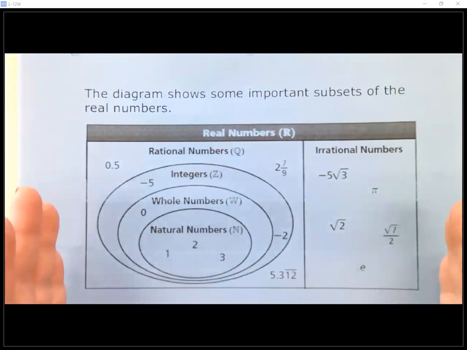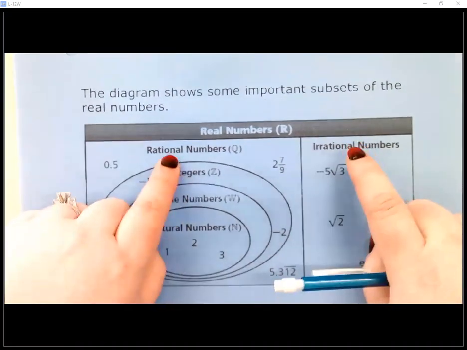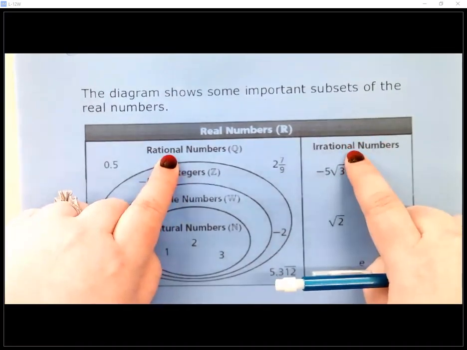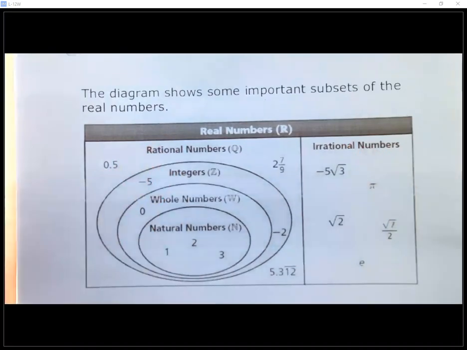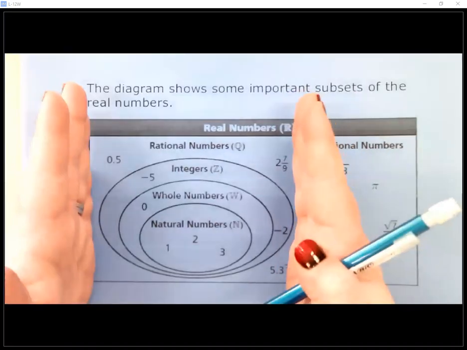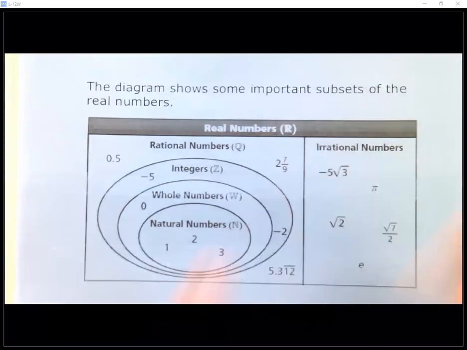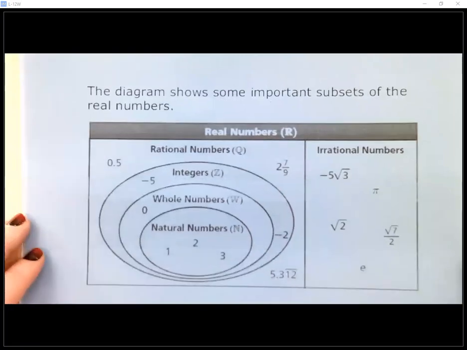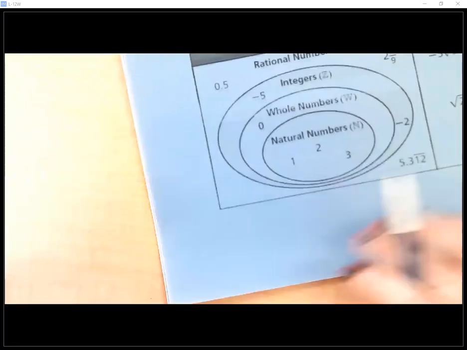Okay, so real numbers are made up of two different types, the rationals and the irrationals. You can see that there is no overlap between the rationals, this box, and the irrationals over here. They are completely separate, but together they make up the real numbers. I'm going to give some definitions just down here at the bottom. If you'd rather do this in a notebook, that's fine.